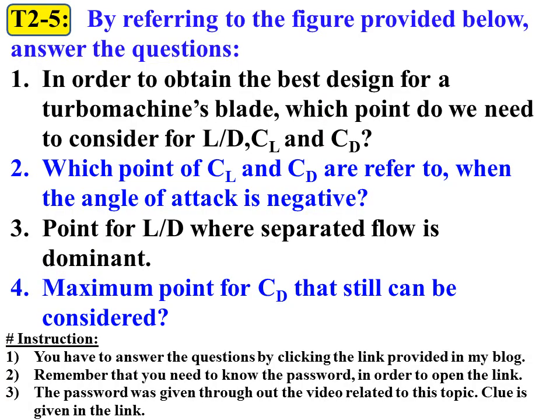Okay, in order to test your understanding, please answer the questions. By referring to the figure provided below, answer the questions. First, in order to obtain the best design for turbomachine blades, which point do we need to consider for L over D, CL and also CD? Question number 2, which point of CL and CD is referred to when the angle of attack is negative? Number 3, the point for L over D where separated flow is dominant. Number 4, the maximum point for CD that can still be considered.